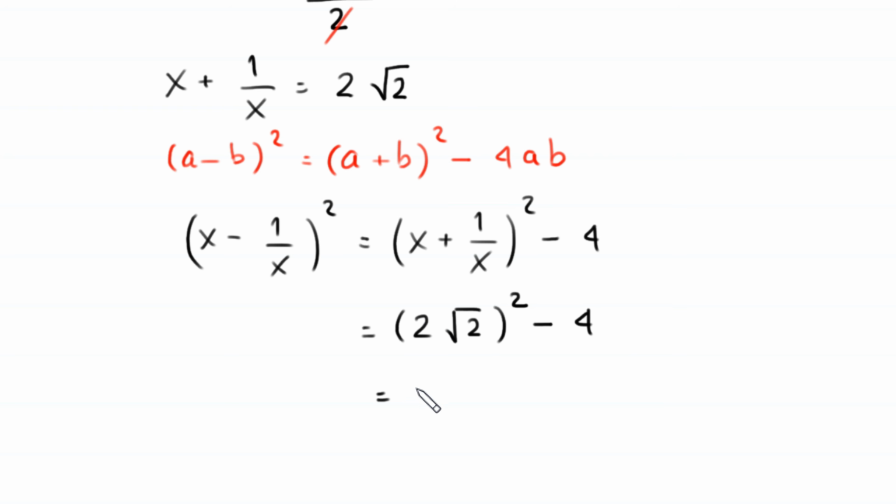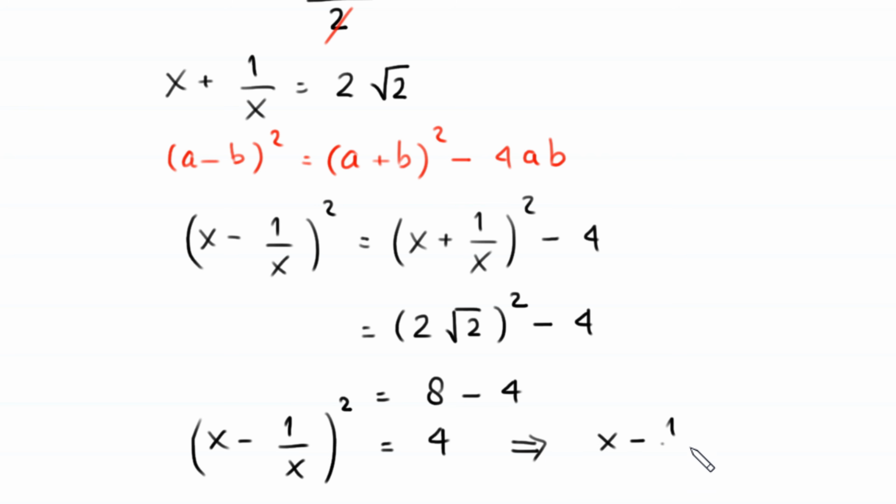So this will be equal to (2 times root 2) whole squared minus 4. And this is equal to 2 squared is 4, and 4 times 2 will become 8, minus 4, and this will become 4. And at the left hand side we have this expression, (x minus 1 over x) whole squared, and if we take the square root of both sides, this implies that x minus 1 over x equals plus minus 2. Now we find the value of x squared plus 1 over x squared.